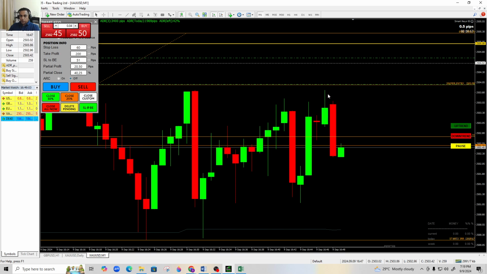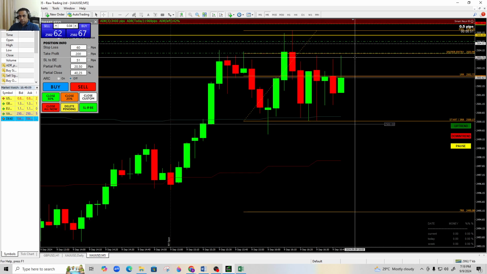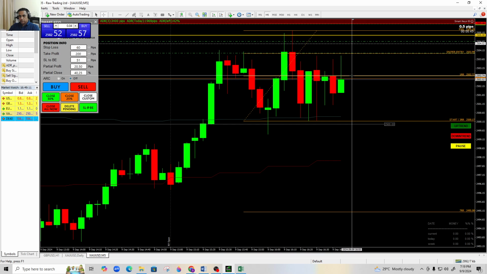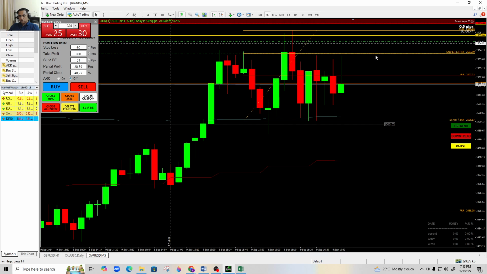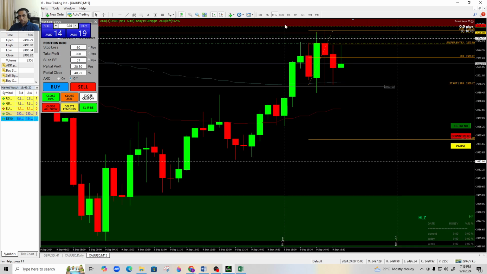We've created a top wick, and price is pushing down. Top wick, price is pushing down. This M5 candle is just about to close, 40 seconds, and the candle closes. And we created the top wick to push down.